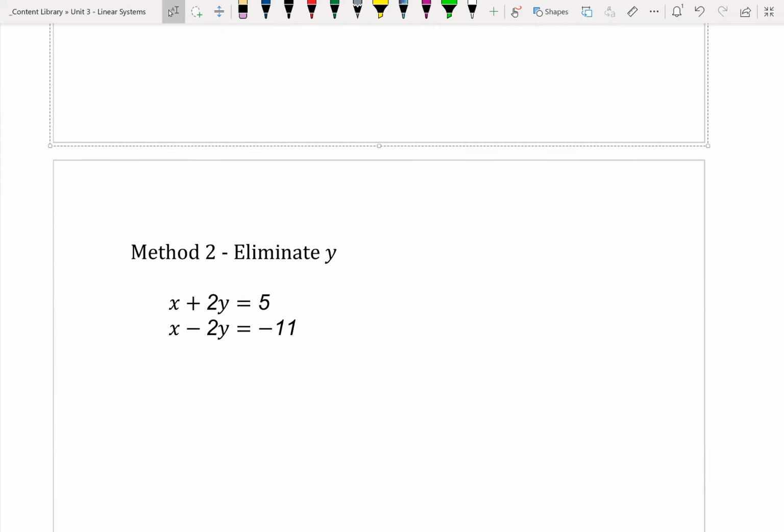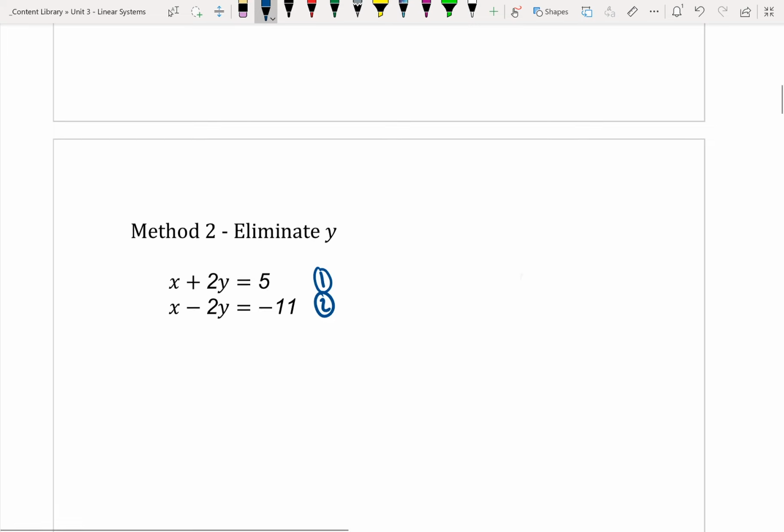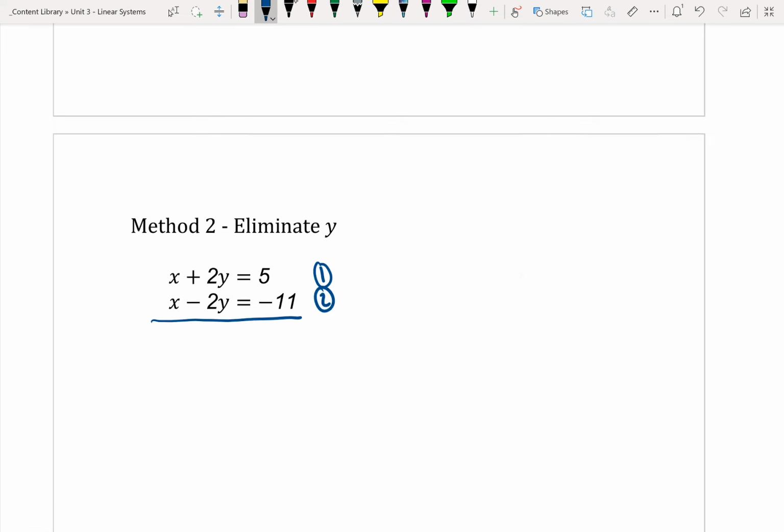In the second method, still dealing with the same two equations, what we're going to do is eliminate y this time, just to show that we can get the same answer. Again, we want to remember that if we have the same sign, we have to subtract, and if we have different signs, we add our equations.